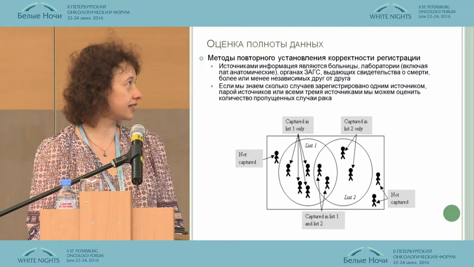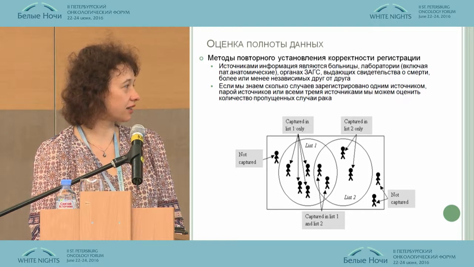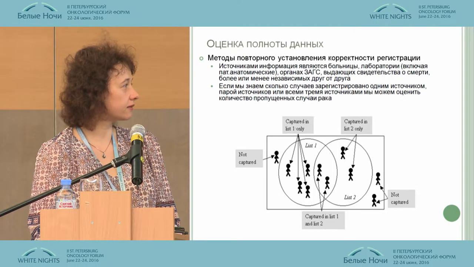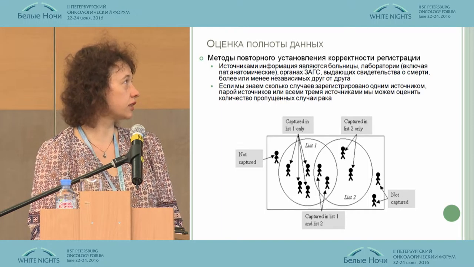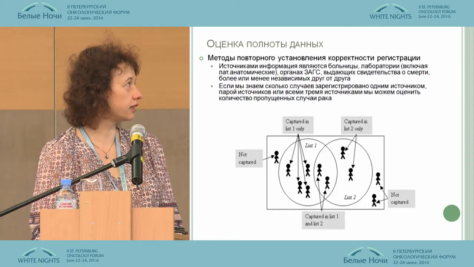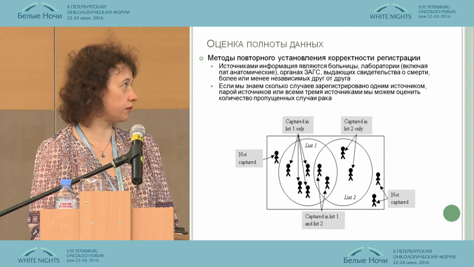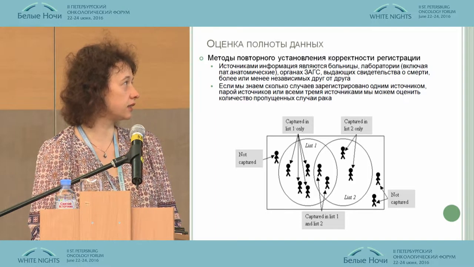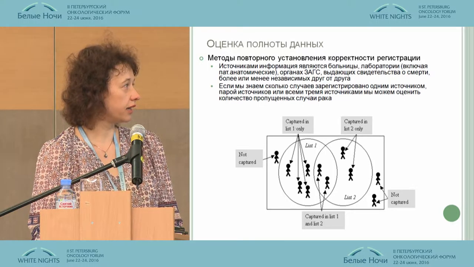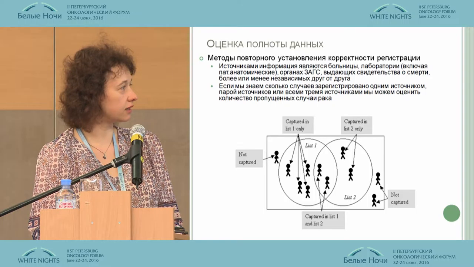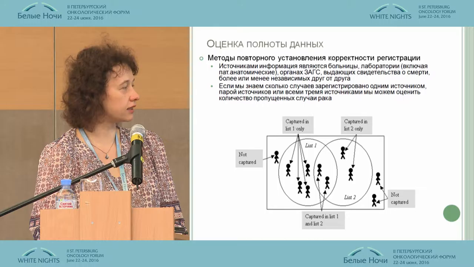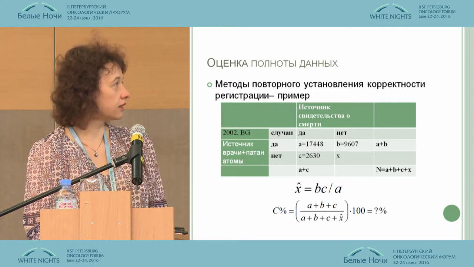This is an example about methods of repeated check of registration correction. It's called capture-recapture. You can use it to assess fullness of registration. Why? Because the sources of registration are sources of information from hospitals, organizations that submit death certificates and different independent bodies. If you know how many cases are registered by one source, then we can determine how many cases of cancer disease we skipped. So here you can see information from the first source. This information was registered in the second source, and those were not registered, so they simply missed them.